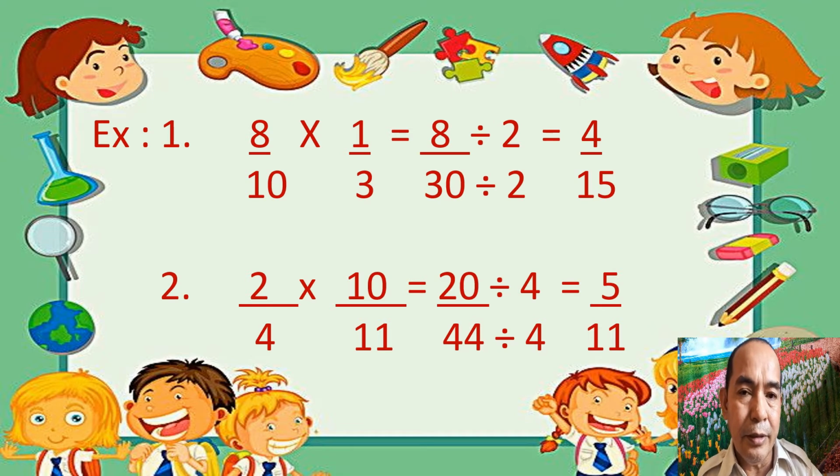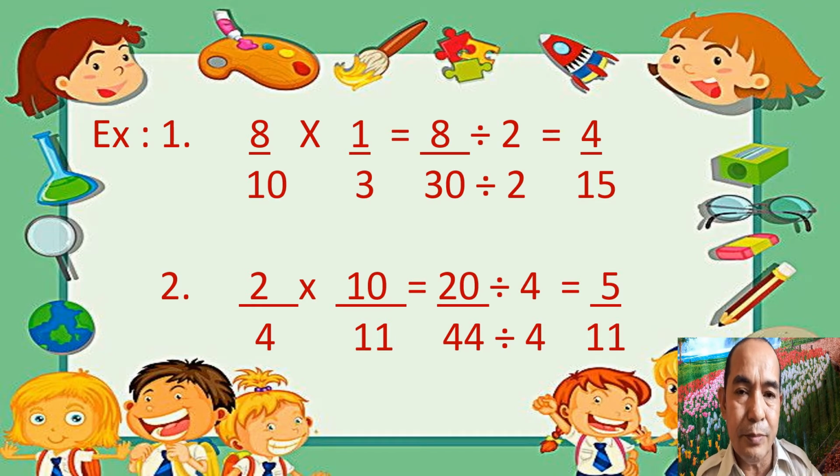Now multiply the numerator again. 2 times 10, we have 20. 4 times 11, we have 44. Now, looking at the fraction, 20 over 44, they are not yet in its lowest term. So, we will try to look for its greatest common factor.